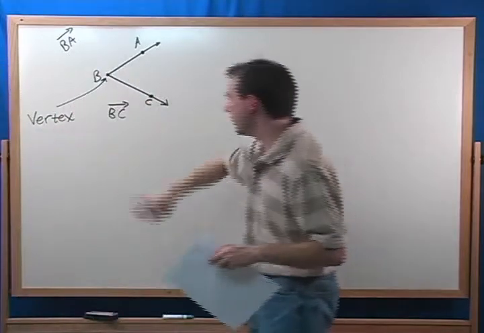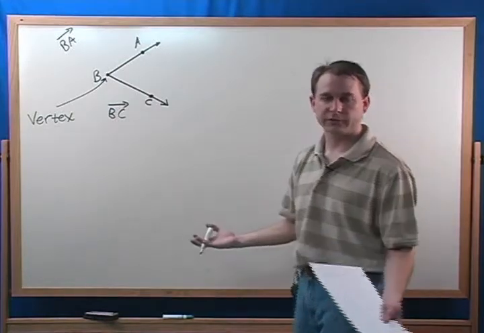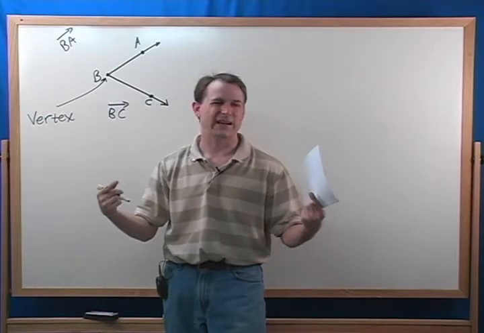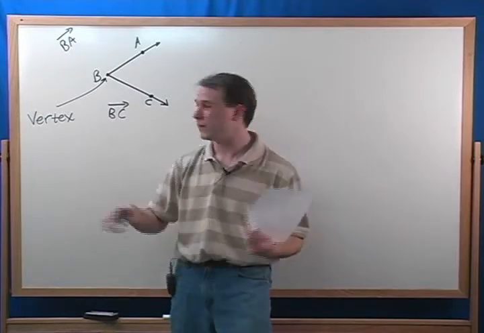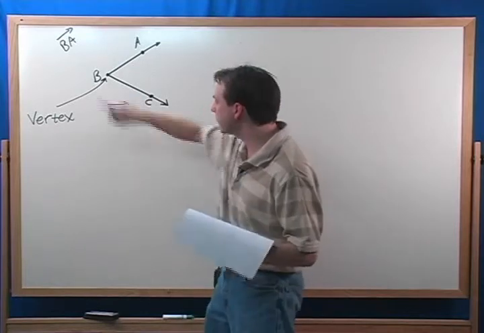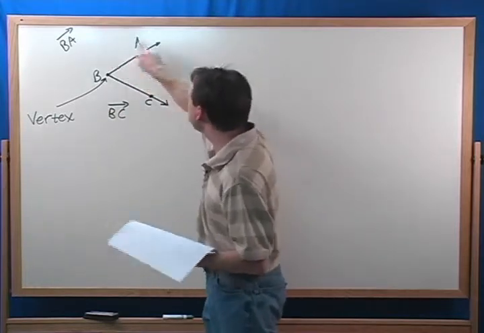And this common point here, we're going to call it the vertex. Again, all this stuff is just terminology. Once you learn the terminology, it's simple. You can kind of think of vertex because it sounds a little bit like apex. Vertex is that point where the two rays come together. That point is called a vertex.